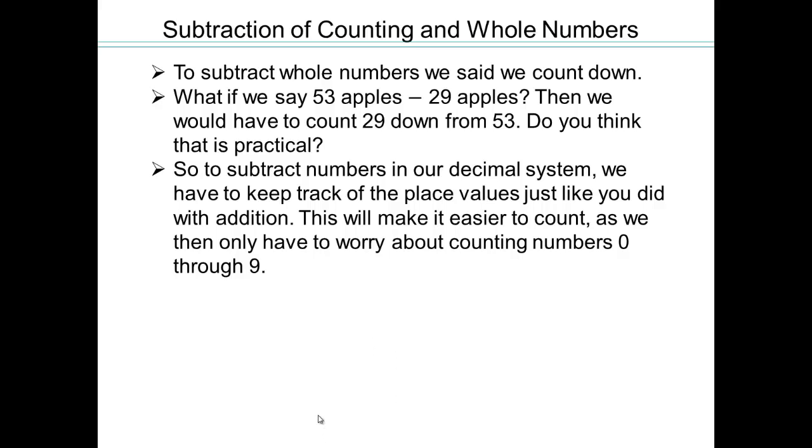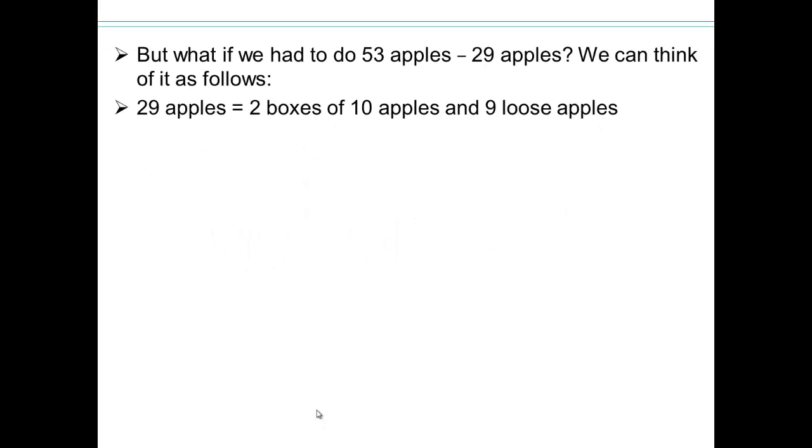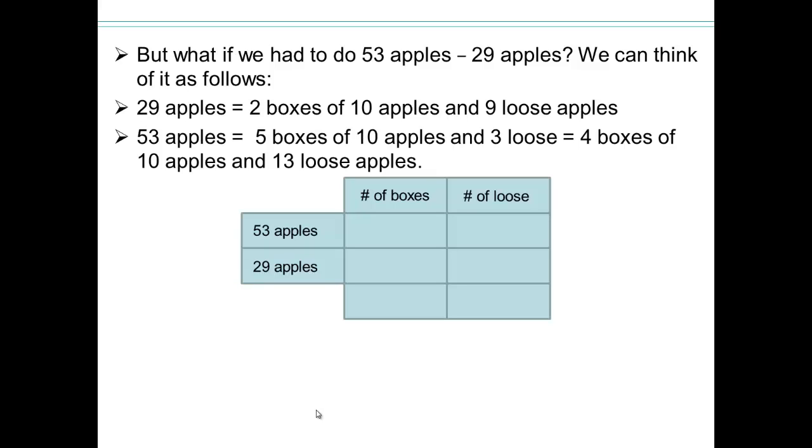So let's just start with how we did our addition. We lined them up. Do you remember that? Our boxes are back. All right, so 53 apples is 5 boxes of 10 apples plus 3 loose apples. And then we want to take away 2 boxes of 10 apples and 9 loose apples. Well, we can't really take away 9 loose apples if we only have 3 here. So we're going to open up one of our boxes and make that 4 boxes.